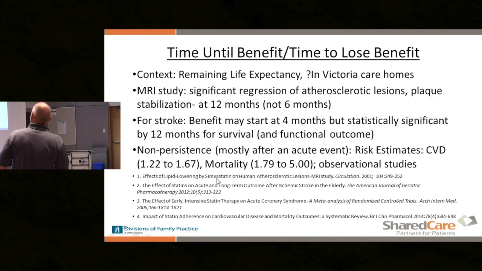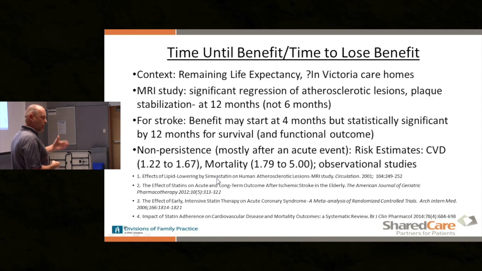And for stroke, benefit may start at 4 months, but is statistically significant at 12 months for survival and functional outcomes. There was a study about that. So it seems to take a while for a statin to take effect, and maybe if we're stopping it, it's going to take a while for it to lose its effect. For people who don't continue it after an acute event, it can lead to negative outcomes. But for longer term use, and bringing people off who are not in an acute stage, it seems like we should have some time to withdraw the medications.